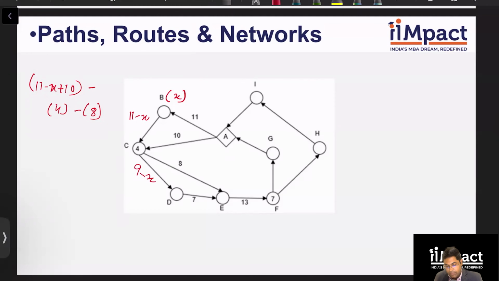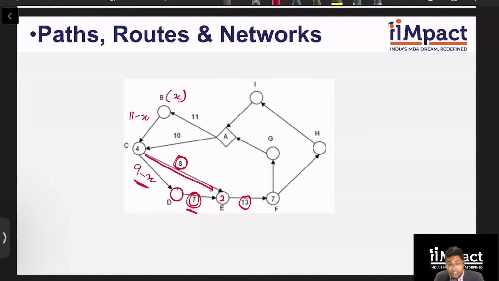Okay. What else can I say next? One thing which I can clearly see is that 8 is coming in here and 7 is coming in here and 13 is going out here. So this has to be 2. Correct? Okay. What else can I do? Since I know 8 directly went from C to E and 7 came out here, there would be some packages delivered here from 9 minus X, and therefore we got 7.